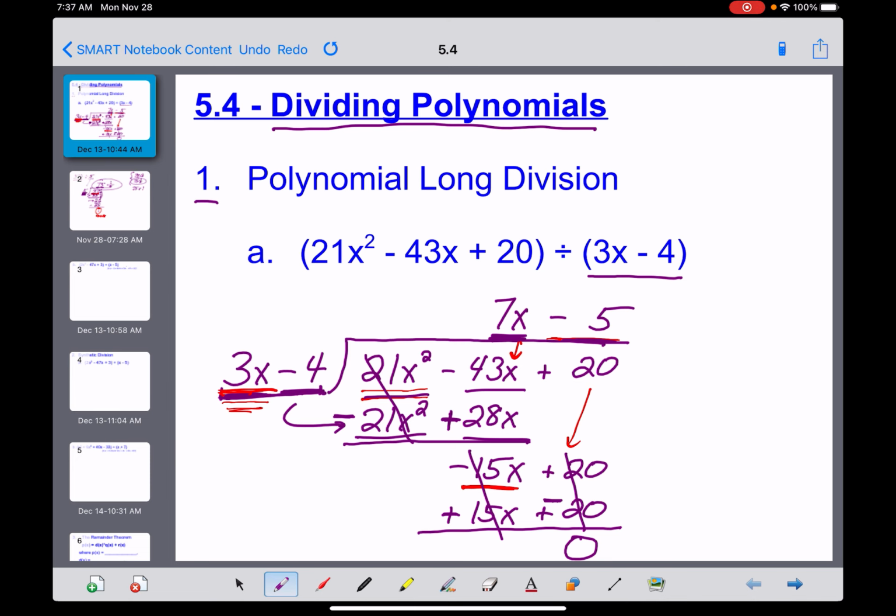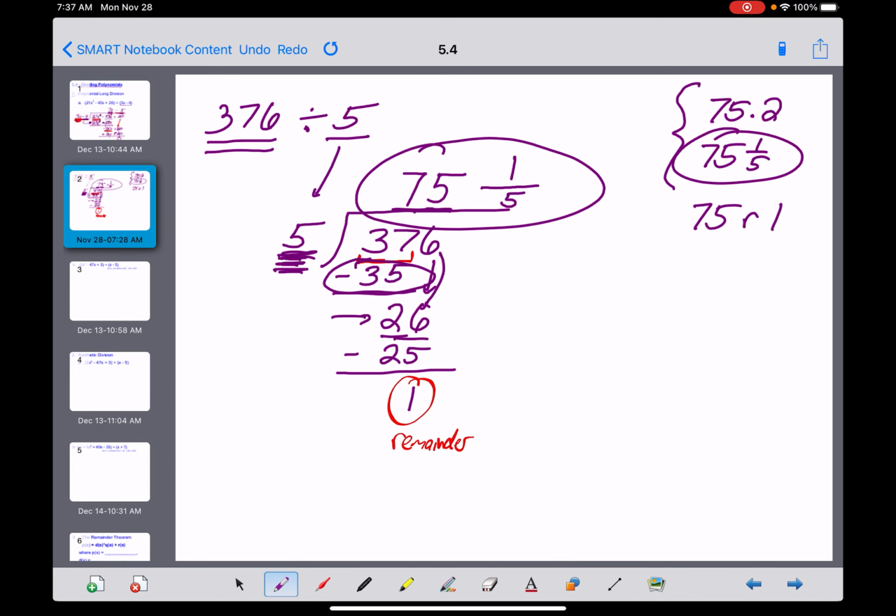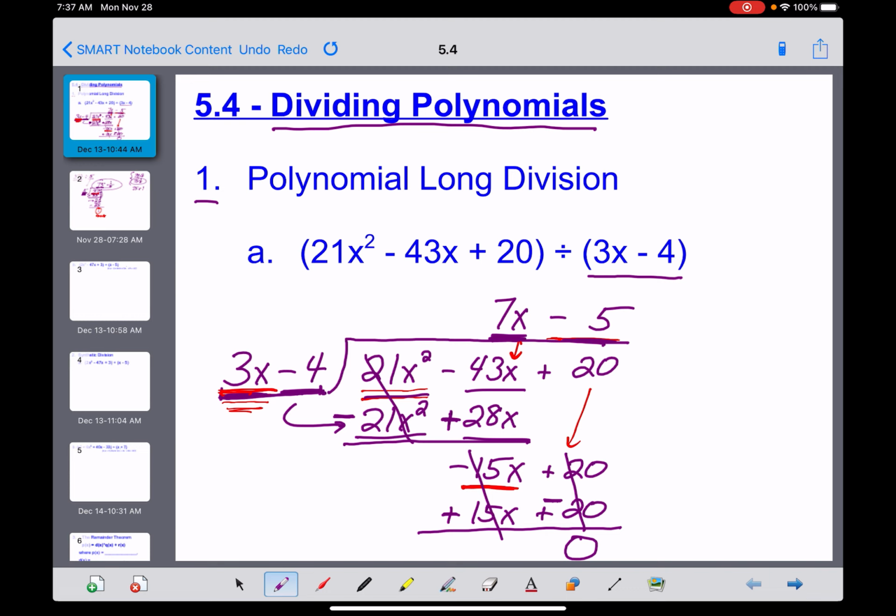And if you remember this about numerical long division back in the day, a remainder of 0 is really the best thing that you wanted. You could have seen, guys. That means that this big messy polynomial right here divides evenly by 3x minus 4. So this right here, you guys, 7x minus 5 is our answer.